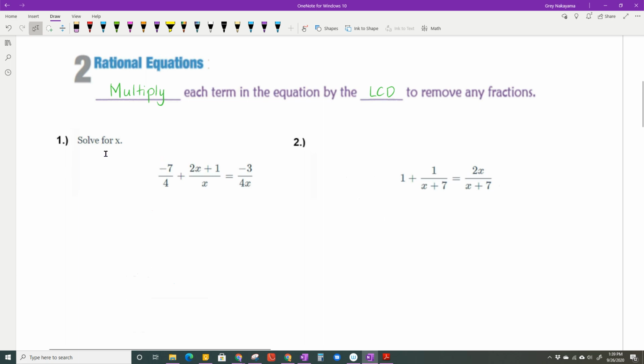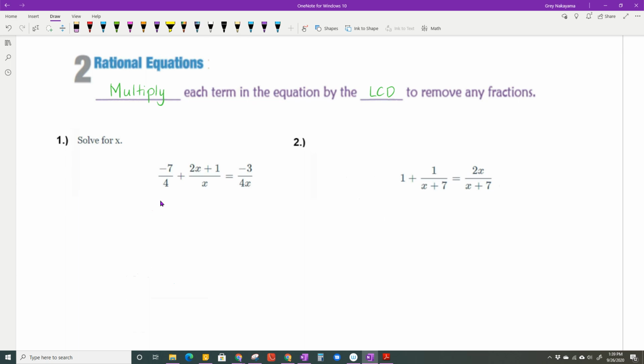So first off, when we look at this problem here that says negative 7 over 4 plus 2x plus 1 over x equals negative 3 over 4x. Okay, so we got to find the least common denominator. So what I'm telling you is, when you look at your denominators, I have 4 and I have x, and then I have 4x. So my least common denominator is going to be 4x. So that means basically when you're finding the least common denominator, you need to make all of the bottoms look the same. So they all need to look like 4x.